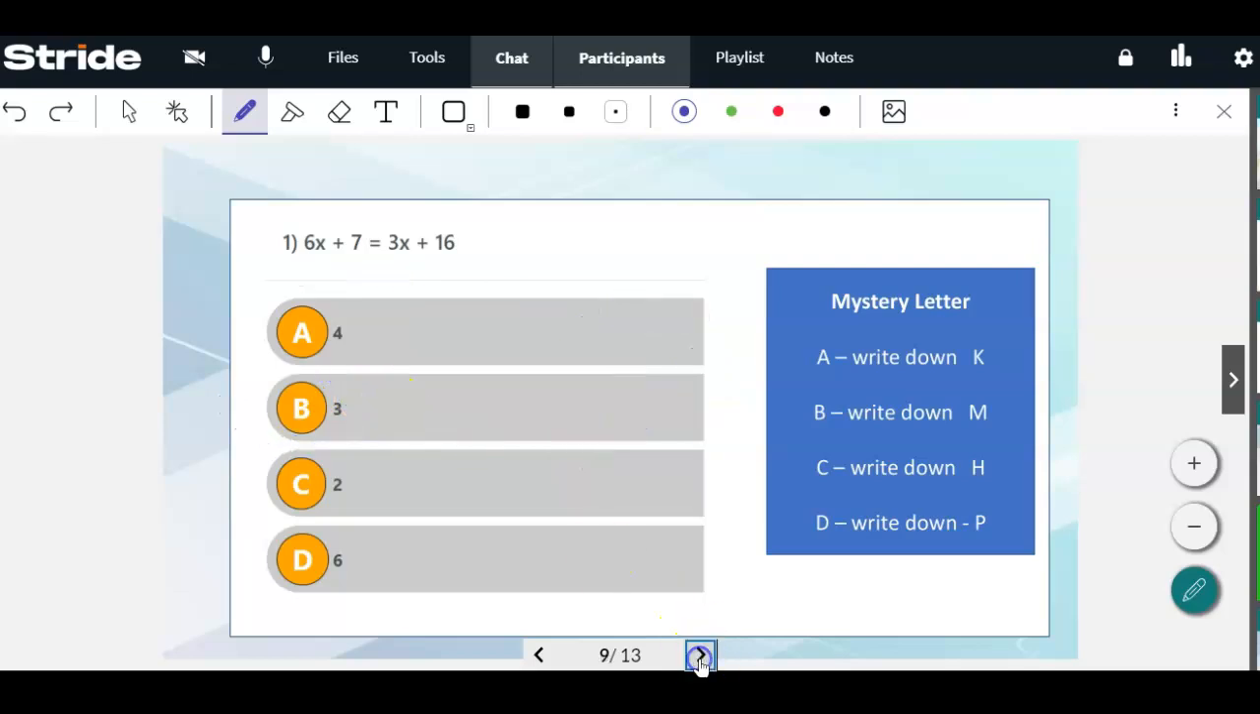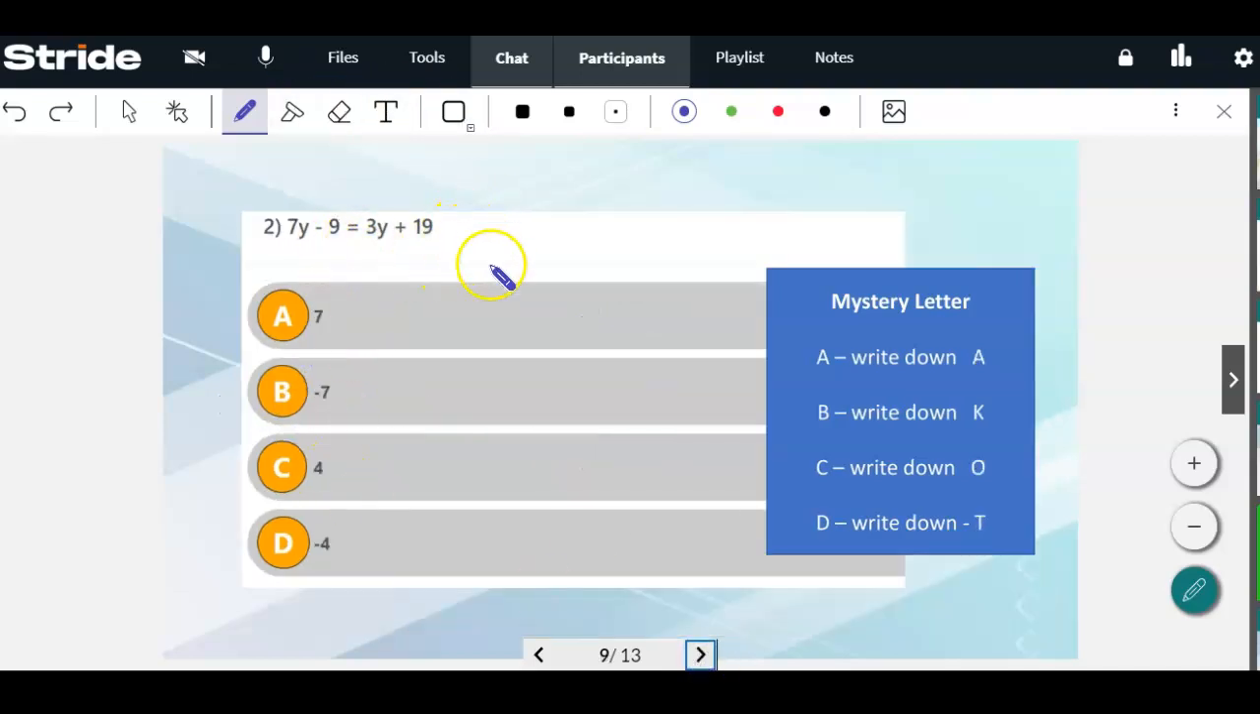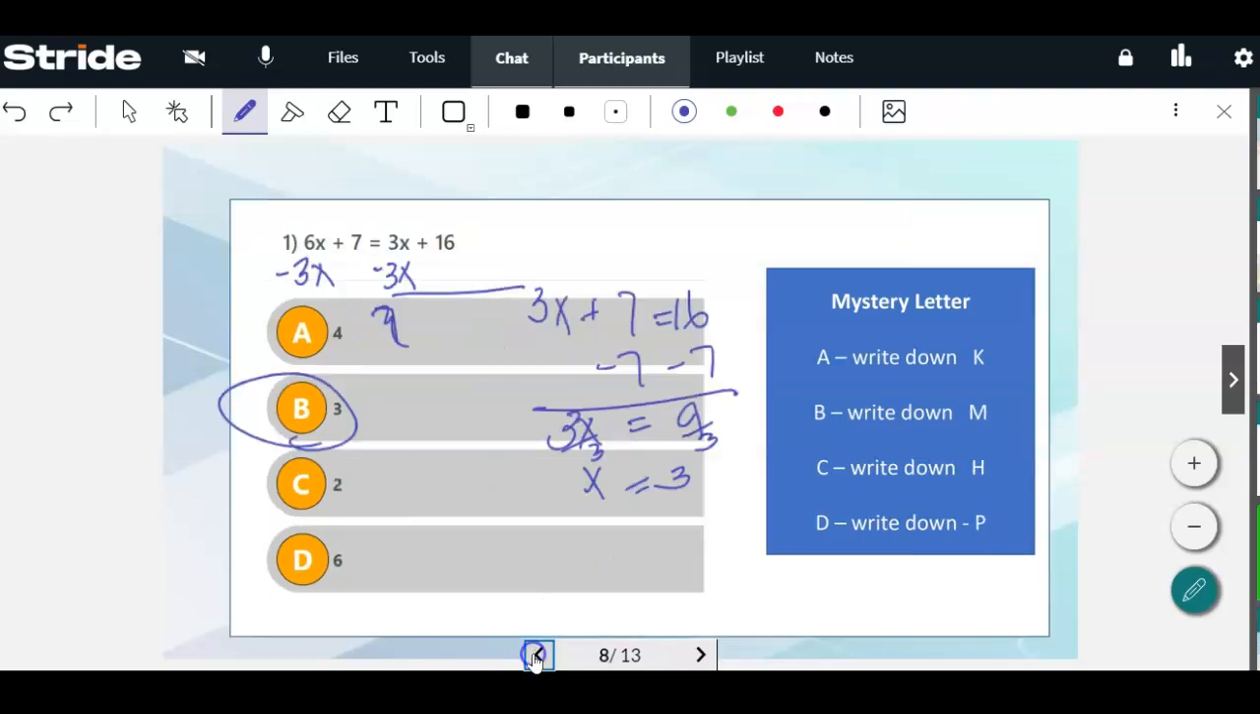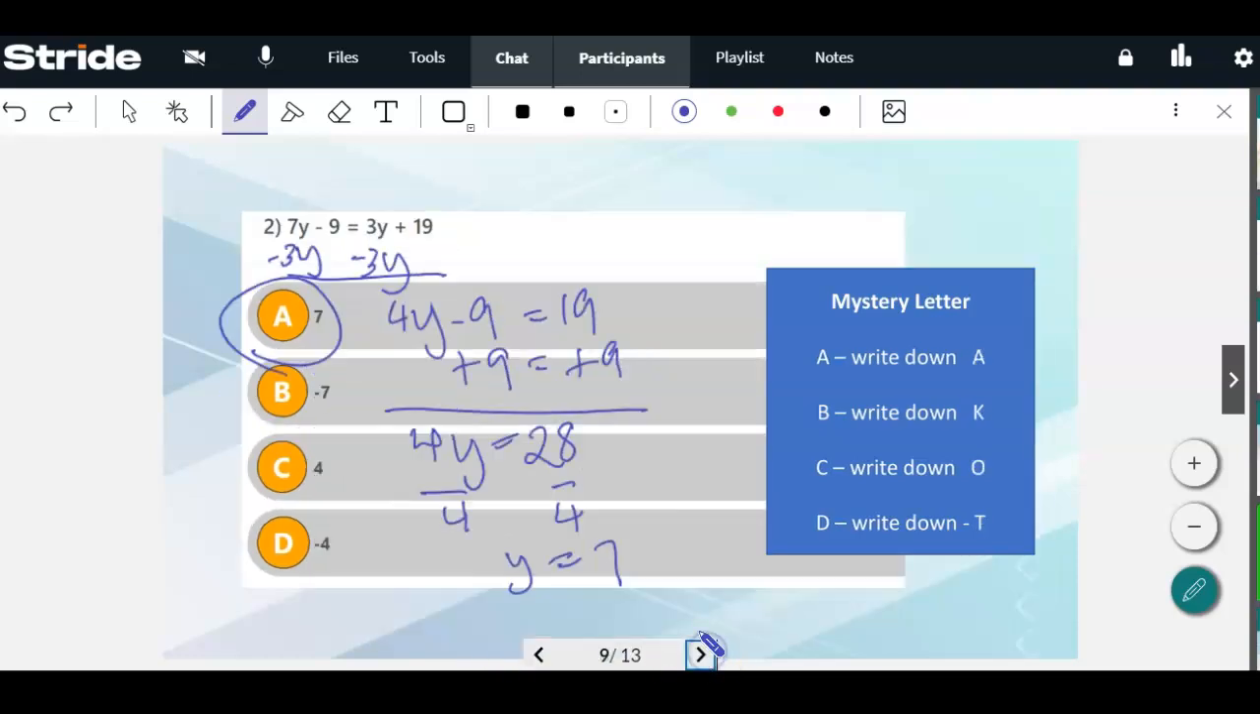Okay, I'm going to run through this one. So we're going to combine like terms, subtract 3y from both sides. Left with 4y minus 9 is equal to 19. We're going to add 9 to both sides. And we're going to get 4y is equal to 28. We're going to divide by 4 on both sides. Y is equal to 7. I forgot what we had here. We had B. We have A.